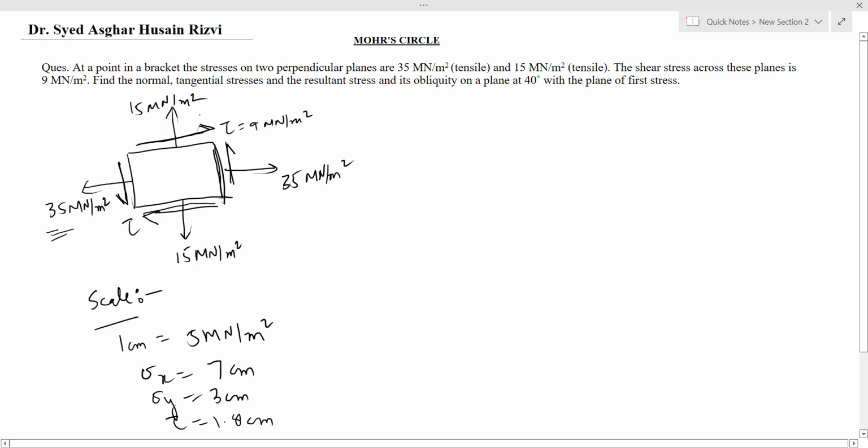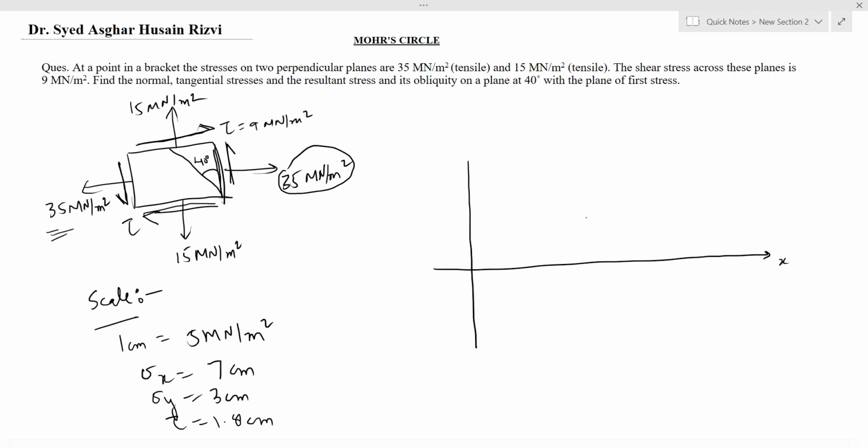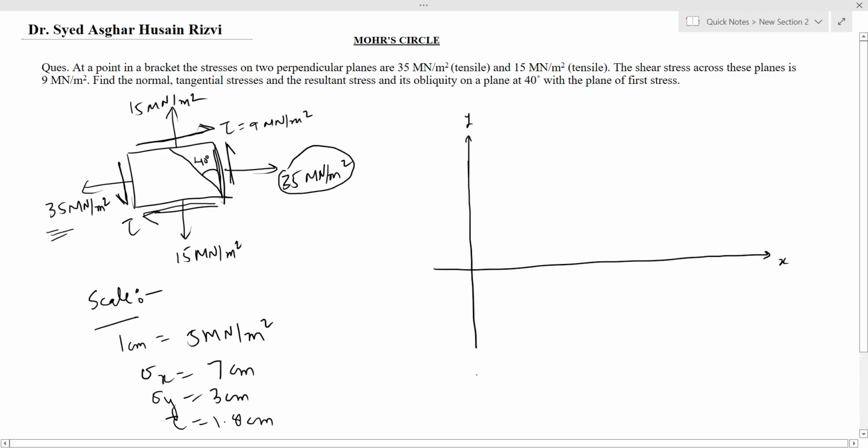We have to find the value of sigma n, sigma t, sigma r on this plane, which is at an angle of 40 degree with the first stress. Now the diagram is also complete and we have done the scaling. So let us start with the Mohr circle. We'll draw the y-axis, we'll draw the x-axis. This is y.